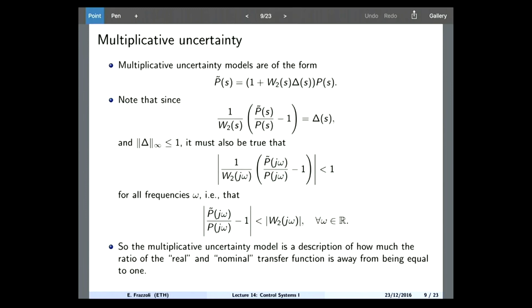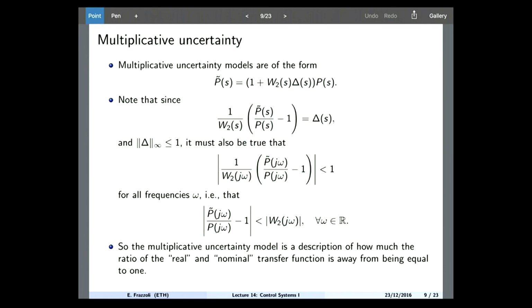So the first kind of uncertainty is something that's called multiplicative uncertainty, okay? So multiplicative uncertainty is something of this form. What you have is your nominal transfer function P, and then in order to get your real, but unknown, transfer function, this is something that's given by P multiplied by 1 plus this uncertainty term. Okay, so this is called the multiplicative uncertainty.